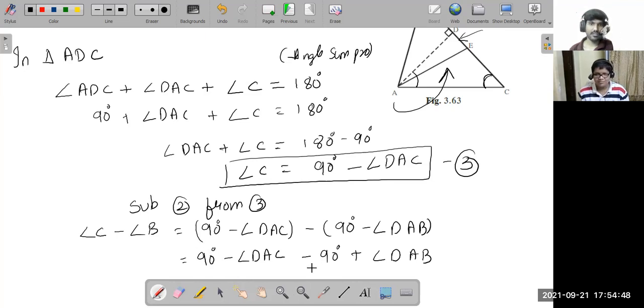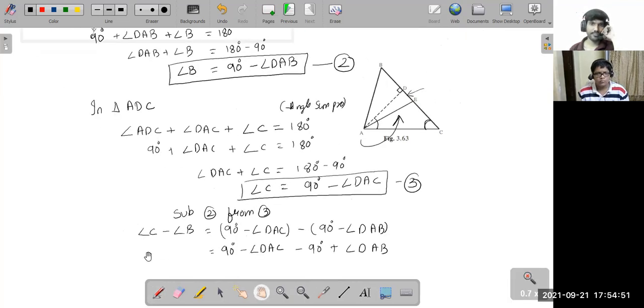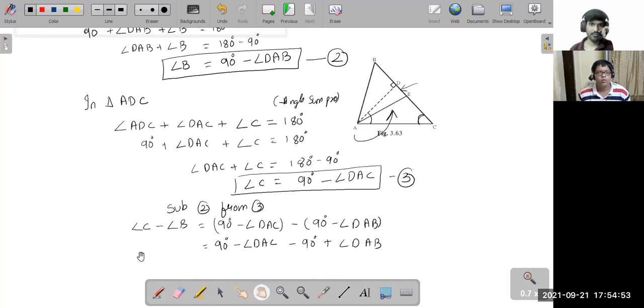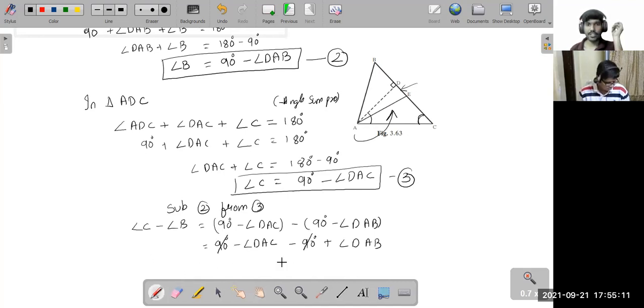Have I done some mistake somewhere? No, it's correct. So 90 and minus 90 cancel, and you are left with minus DAC plus angle DAB.